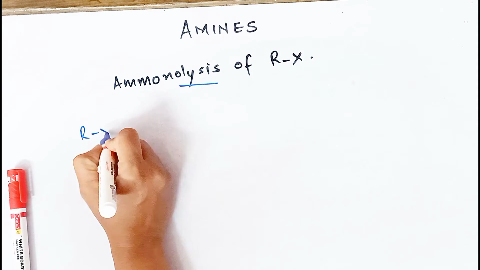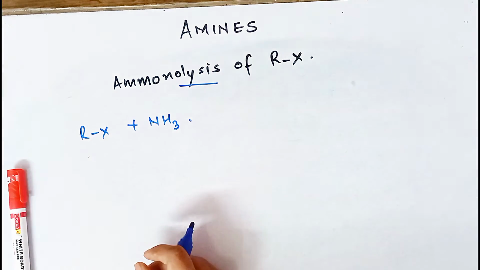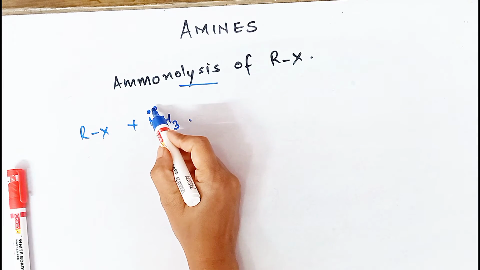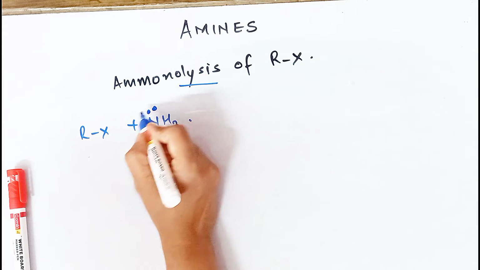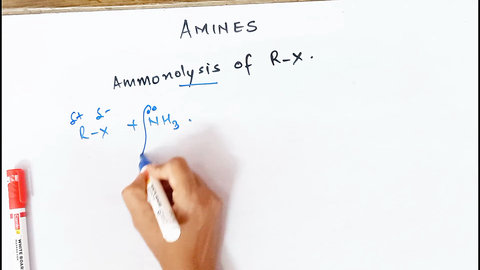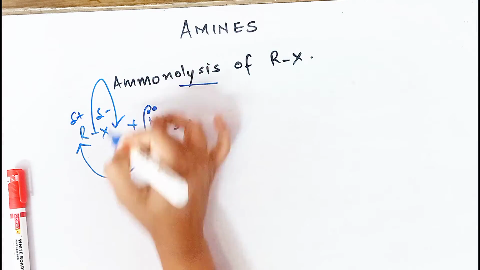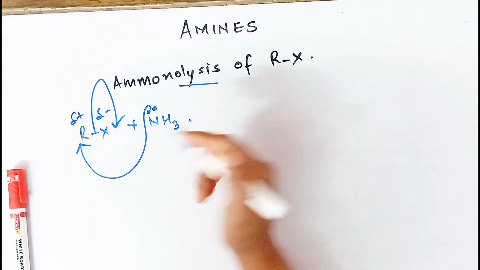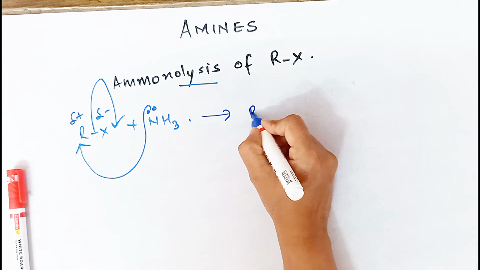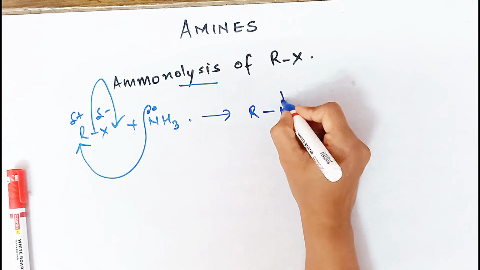So let's take the first example. We take RX and we react it with ammonia. You can understand by looking at the structure that there is a nucleophile here because it has an electron pair, negatively charged. This is positively charged, this is negatively charged. So naturally the negatively charged nucleophile attacks over here and the X will be going out because you want to make a new bond, so you have to break this old bond. As a consequence a new connection gets established, RNH3 plus naturally.